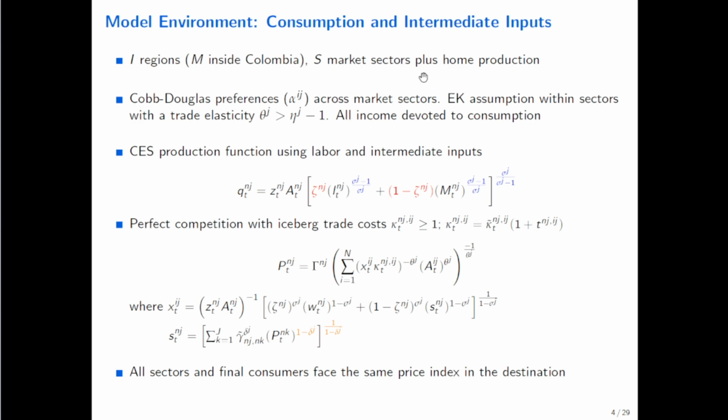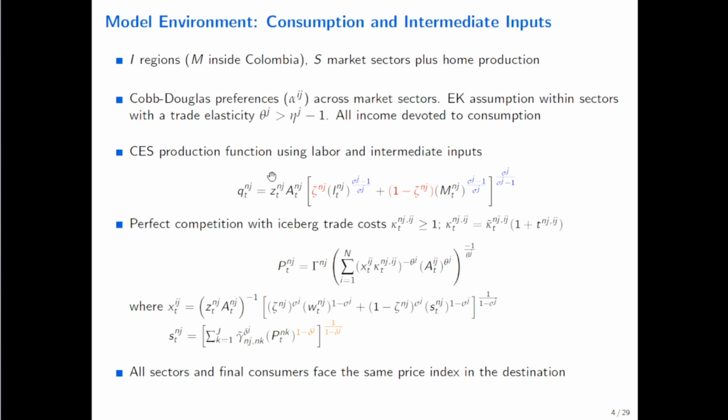The preferences for the different goods are going to be Cobb-Douglas. So these expenditure shares are going to be fixed across markets. And we are going to assume the standard Eaton-Kortum assumption. So the trade elasticity is going to be constant, and it is just going to be described by this theta over here. And all income is going to be devoted to consumption, so there is not going to be accumulation of capital in the model.